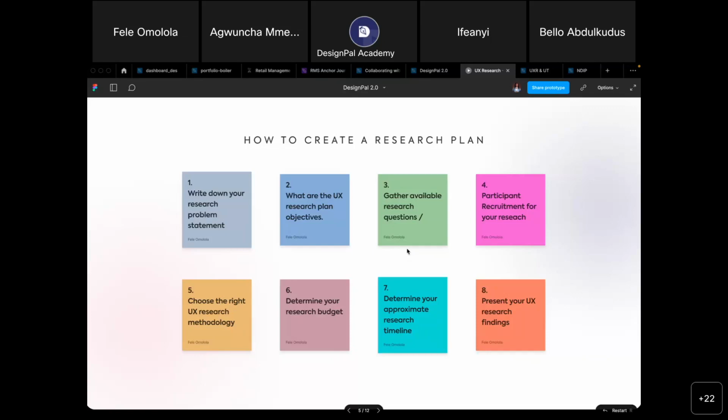When it comes to your user interviews, or qualitative research, we have different methods of research. We have qualitative, quantitative, observational, behavioral, and attitudinal. So your user interview comes under qualitative research. Let me put it this way: the kind of research you're trying to conduct is going to inform whatever questions you ask during your interview process.